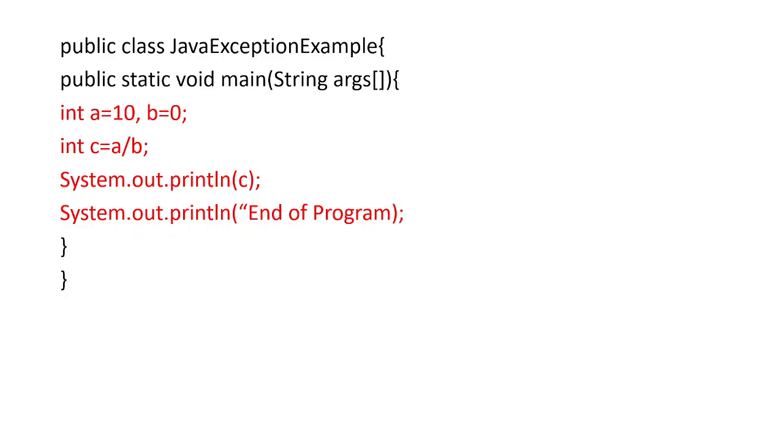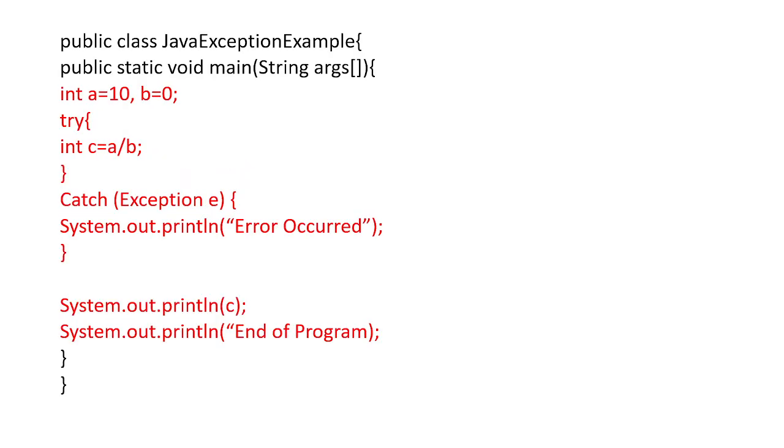Here is a very basic example. int a equals 10, b equals 0, c equals 10 divided by 0. It is not handled, so the program shows an error, because 10 divided by 0 is not defined; nothing can be divided by 0.